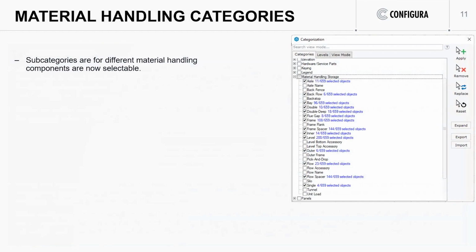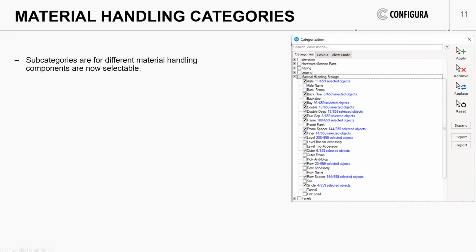Next up, again, this is affecting material handling manufacturer extensions only. That is on the new material handling abstract. Now, what is new here? As you can see in the categorization dialog, material handling manufacturers are now allowed to select the subcategories for different components. So you have different components which you can assign categories to.